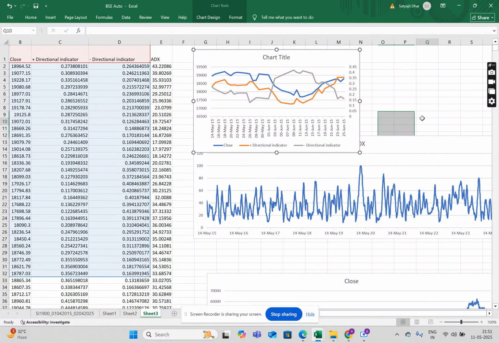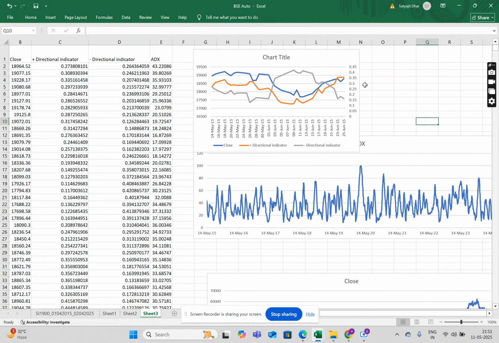So it is a buying signal when the positive DI is more than the negative DI. That is at these periods. When the positive DI is more than the negative DI, then it is a buying signal. And when the negative DI is more than the positive DI, that is at these periods, then it is generally a selling signal. Okay, so you can also see the close prices here.